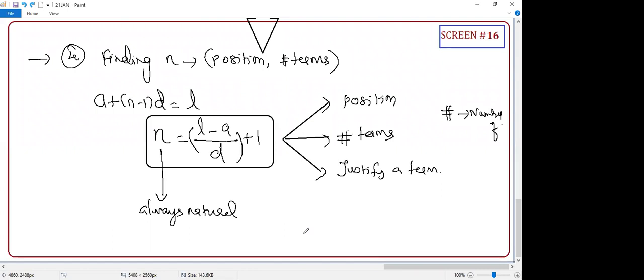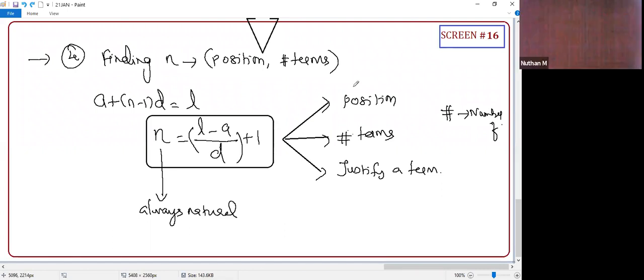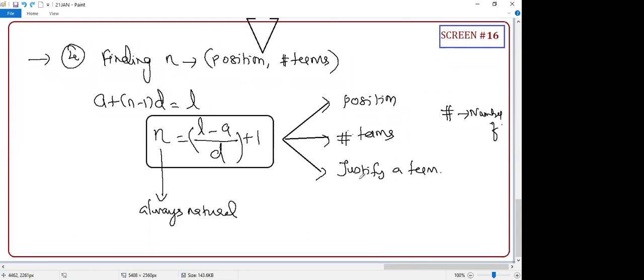Crystal clear or not, guys? Yes, sir. Three benefits, clear or not? You have to justify the term, whether the term is present in the sequence or not. Are you clear? Do you understand the meaning of justify a term? Right? Important formulas, three important benefits.